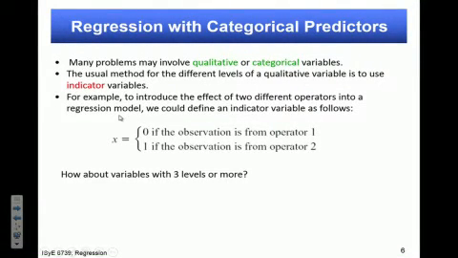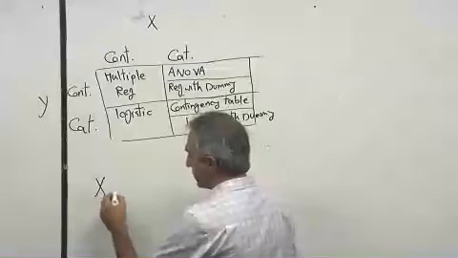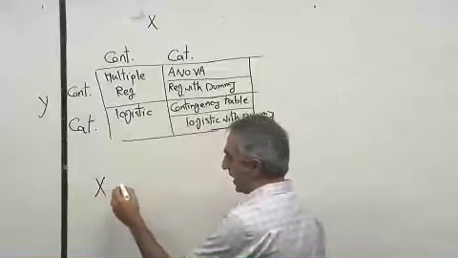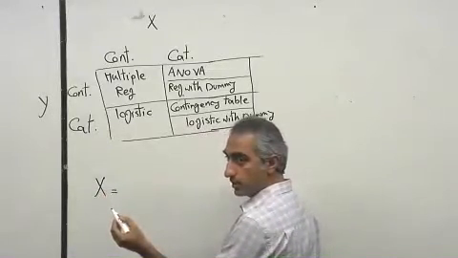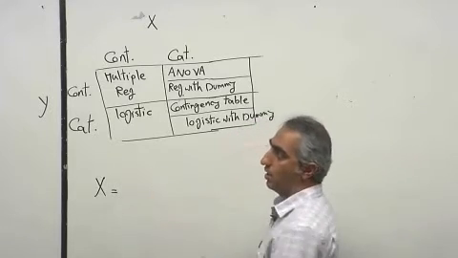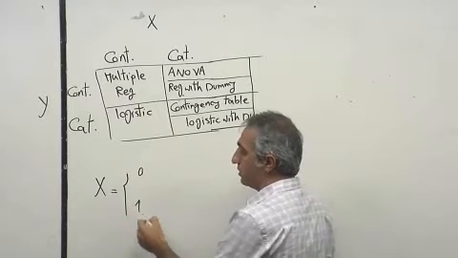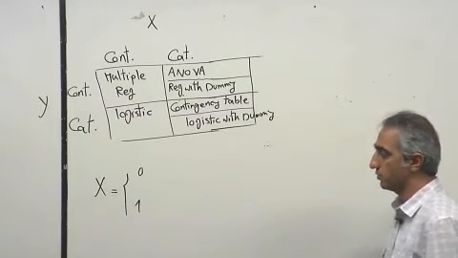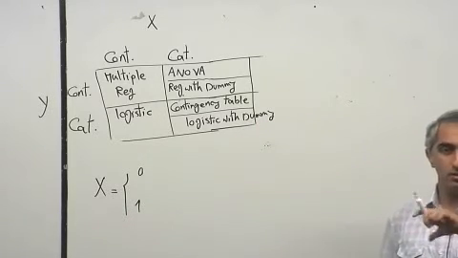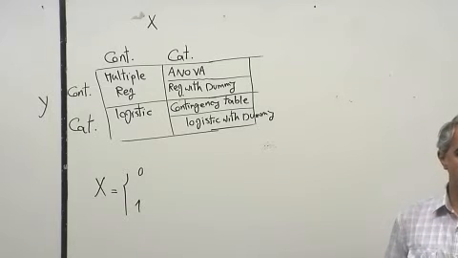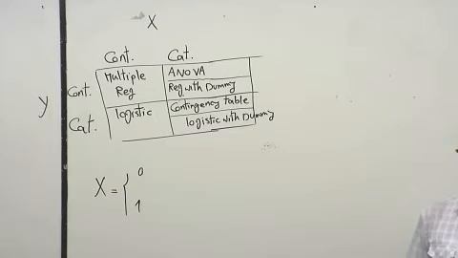We start with a simple case where x has only two levels. Okay? So in this case, if the observation is from operator 1, we use 0. If the observation is from operator 2, we use 1. So we basically code these two levels by 0 and 1. That's what we do.